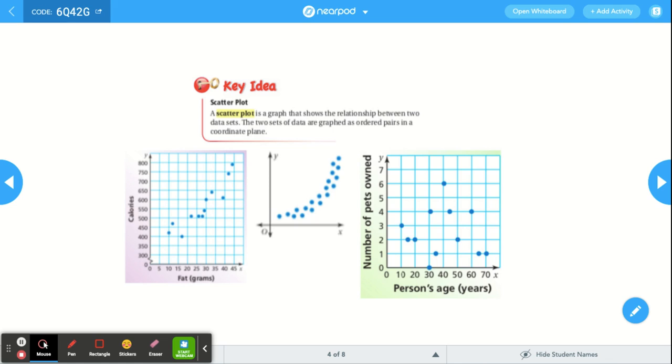So remember, the main purpose is to plot all of these points on a coordinate plane and then see if there's any relationship between the two things. Okay? So that's the main important thing that we're talking about here. So what I would do is just go ahead and copy this information down. Remember, the main importance is to see if there is some sort of relationship between the two data sets.